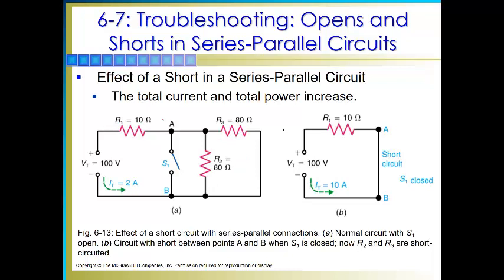However, if we have a short in a series-parallel circuit, the total current and total power increase. If I close this switch, we close this switch to go like this. This is a short. Basically, remember what I said before, the current always likes to take the easy way out, so it's not going to go through here. When you find this short, the current is going to just go like this and come back this way. Okay?